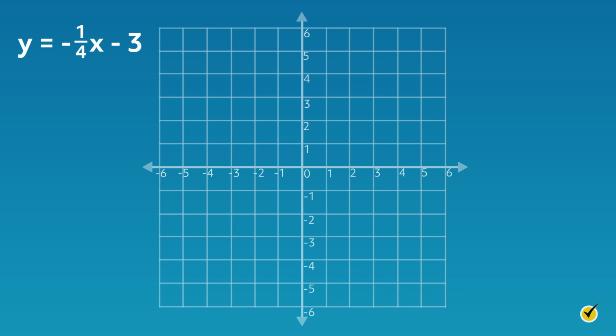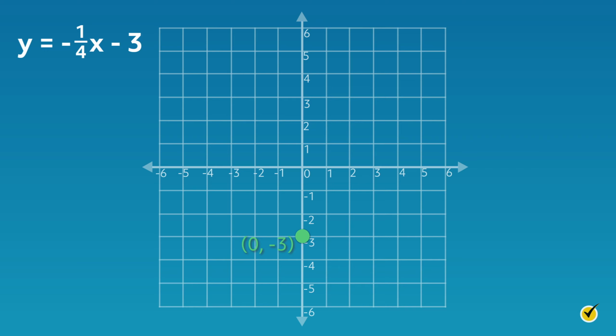Now that you're ready to check your work, let's take a look at the graph together. First, let's take a look at the y-intercept b. Recall that the value for b in our formula was negative 3. That means that the line passes through the y-axis at negative 3, or (0, negative 3).